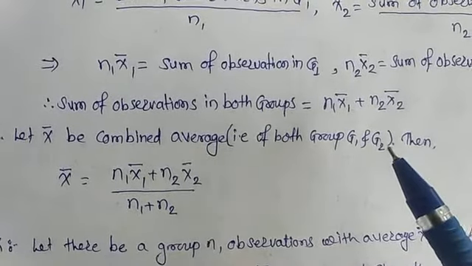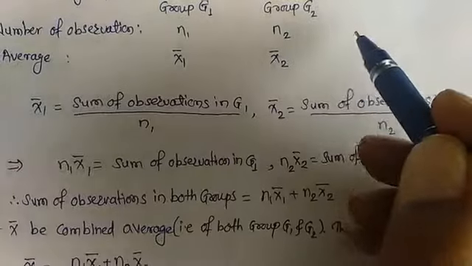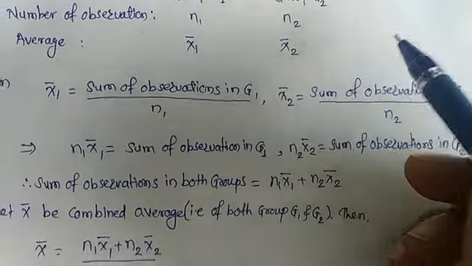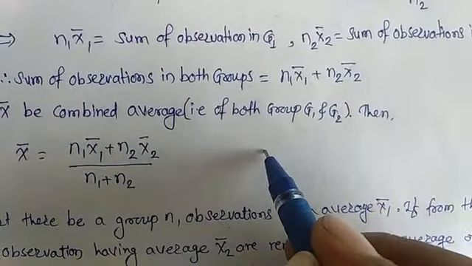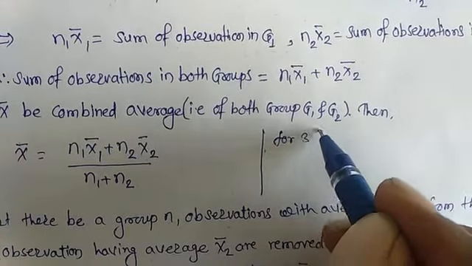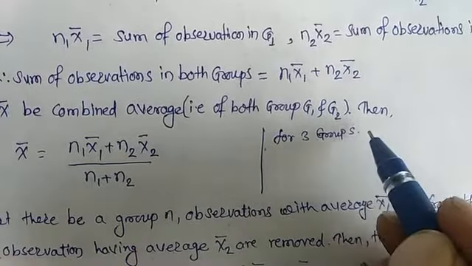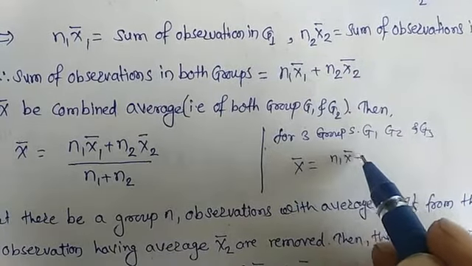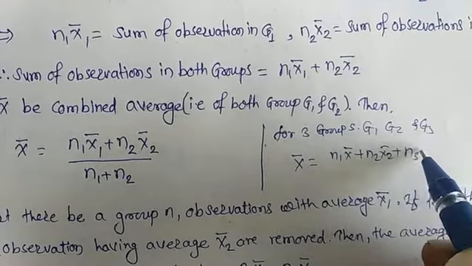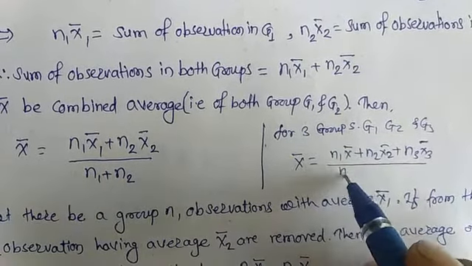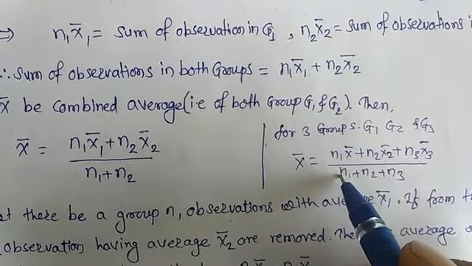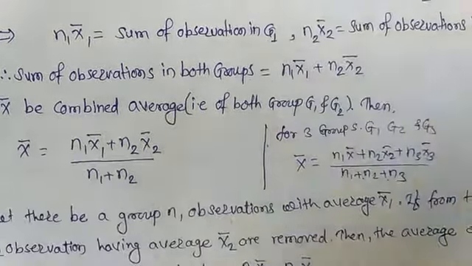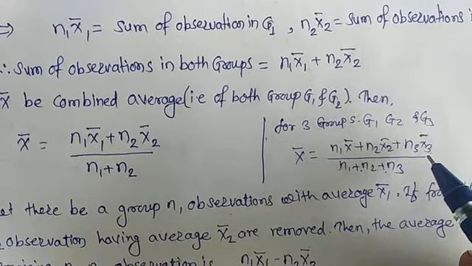If three groups are given, and we have N3 and X3 bar, that means group 3 has N3 observations and its average is X3 bar, then the only change is that for three groups G1, G2, G3, the formula becomes X bar is equal to N1 X1 bar plus N2 X2 bar plus N3 X3 bar divided by N1 plus N2 plus N3, which means the number of observations in G1 plus G2 plus G3. If the number of groups increases, we extend the formula in the same way.